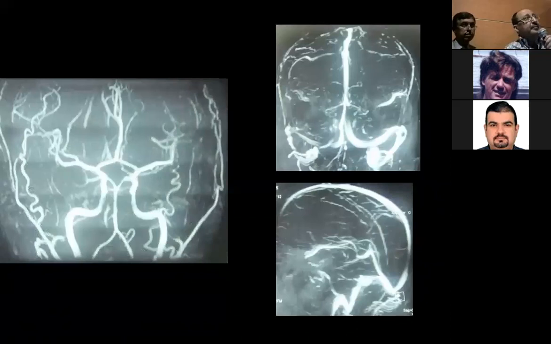Also, TB can cause superior sagittal sinus thrombosis, and we have to look carefully. If you look carefully, this is the superior sagittal sinus, it's patent, and this is the vein of Galen. And also we have the transverse and sigmoid sinuses. Grossly, there is no evidence of superior sagittal sinus thrombosis.